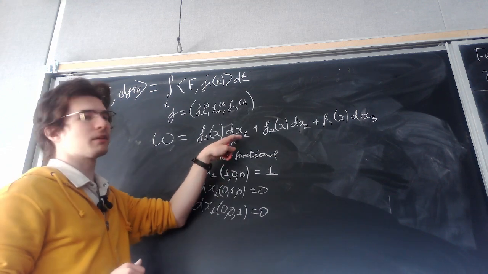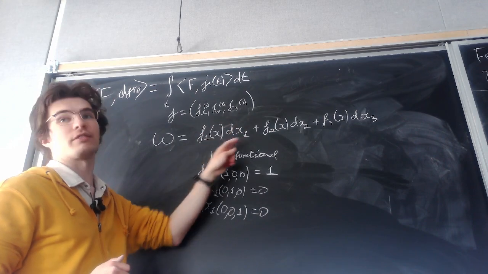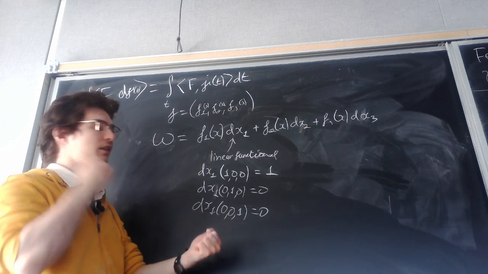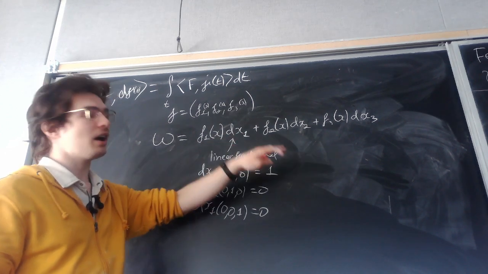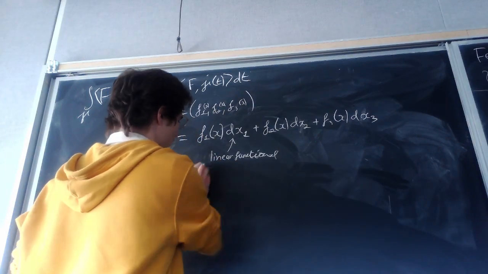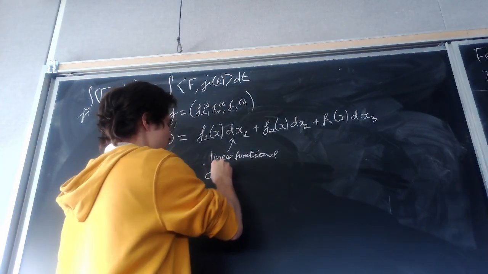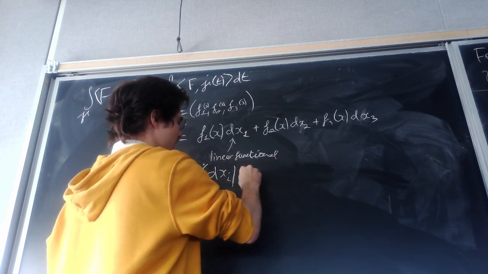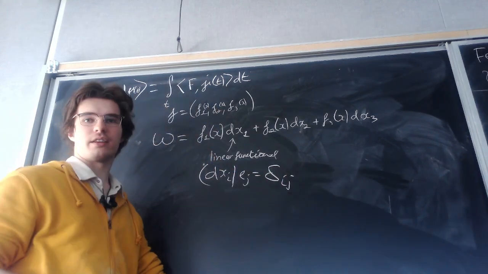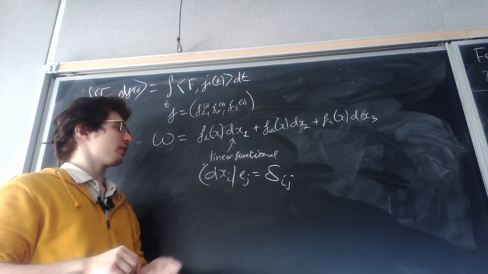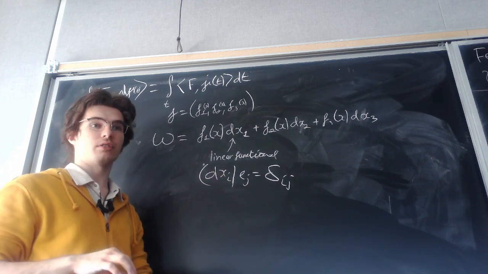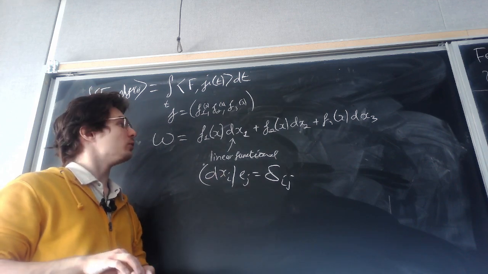So just don't think about this as anything, just think about these as linear functionals. It takes in a vector as an input and outputs a number. And I can summarize this as dxi applied to ej is the Kronecker delta ij. So it's 1 if i is equal to j and 0 otherwise. So this is a linear functional. Do you agree? Do you see this thing that I've defined?